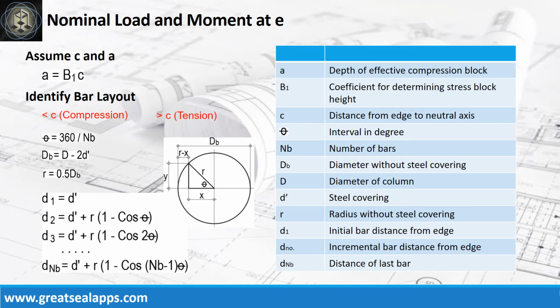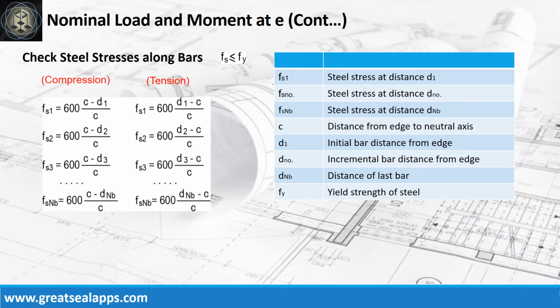Let the value of neutral axis C correspond to the given eccentricity. Identify each bar distance from the edge of column section and their force type relative to their position from neutral axis. Get the stress of each bar relative to the distance from the neutral axis.